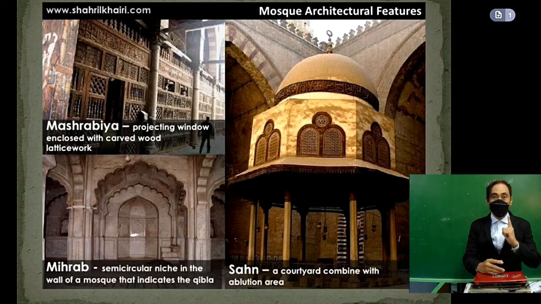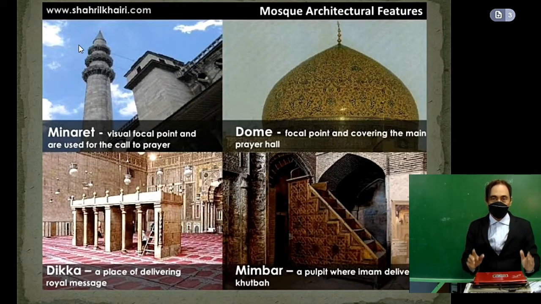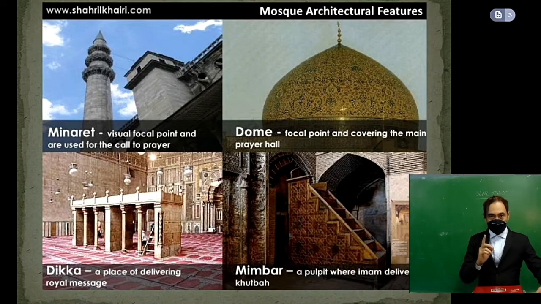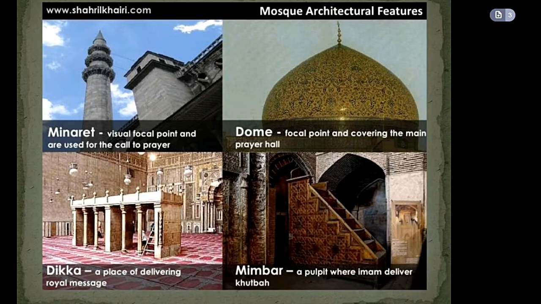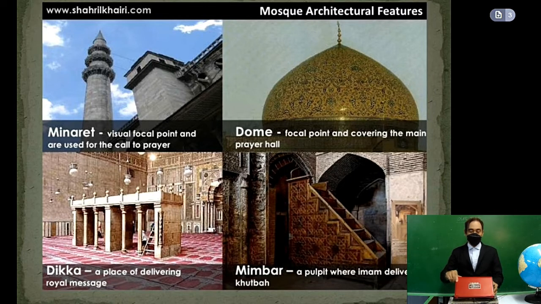Mihrab, a semicircular niche in the wall of the mosque that indicates the Qibla. Sahan, a courtyard combined with an ablution area. The minaret, of course, the tallest tower of the mosque, a visual focal point used for the call to prayer. The Dikka, a place of delivering royal messages. The mosque architectural dome is called a pointed dome or the bulbous dome, the focal point covering the main prayer hall. It serves as a roof. That's the pointed bulbous dome.